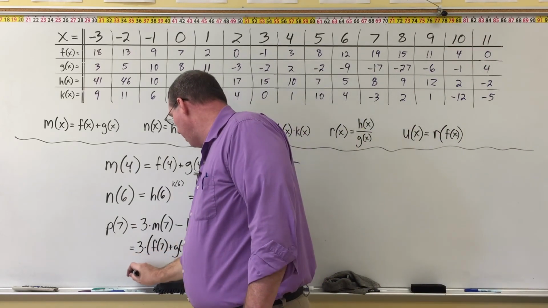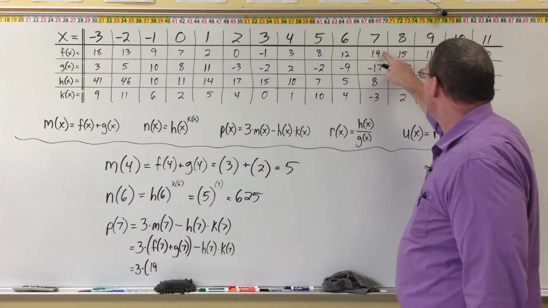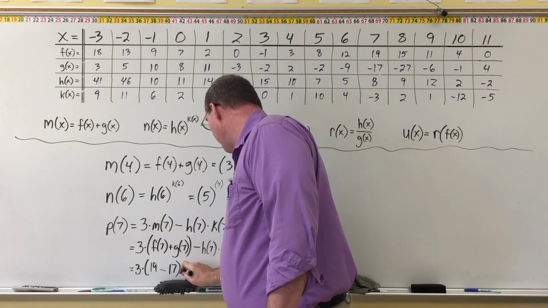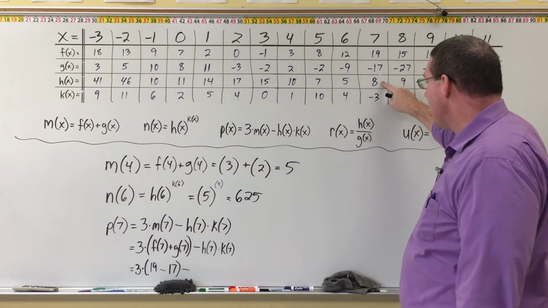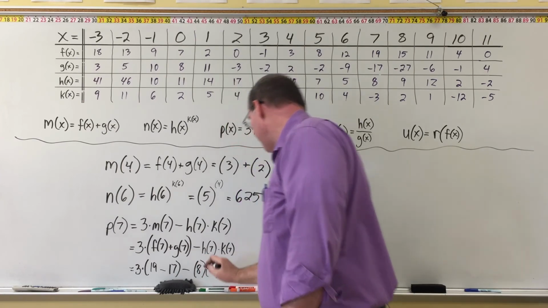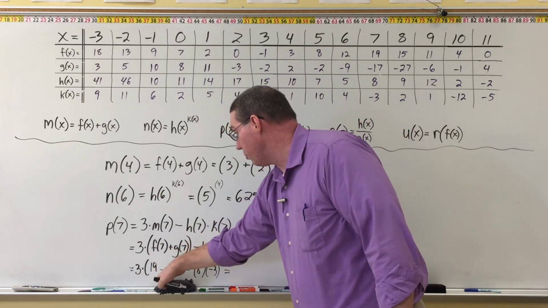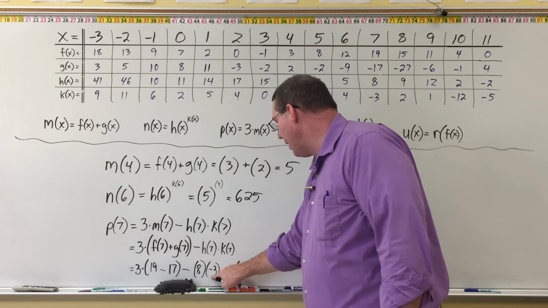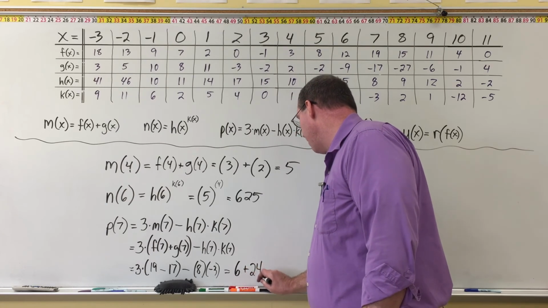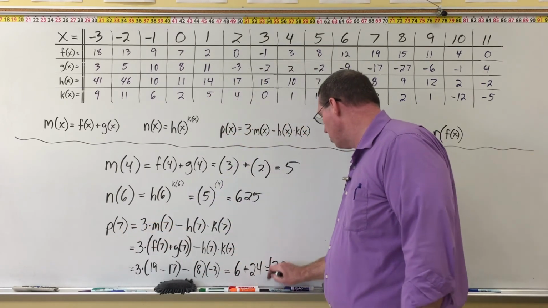So we're just going to go, let's see, we're going to have 3 times f is 19 plus negative 17. That means minus 17. So it's 19 minus 17 minus h is an 8 and k is a negative 3. So in parentheses, I'm going to put an 8 times a negative 3. Okay? And now that's going to be equal to 3. What's 19 minus 17? That's 2. 3 times 2, that's 6. Negative 3 times 8 is negative 24, and we're doing minus negative 24, so that's plus 24, and 6 plus 24 is 30. And therefore, P of 7 is equal to 30.